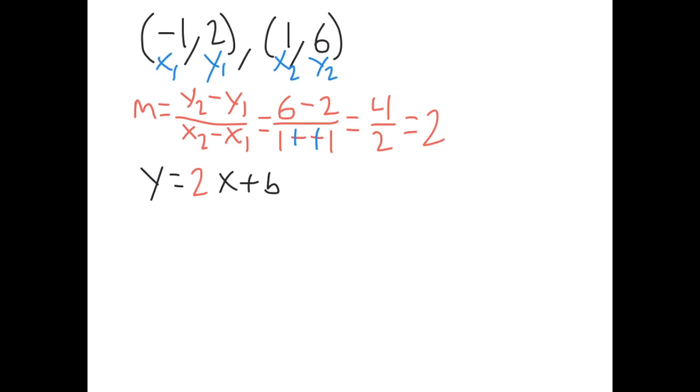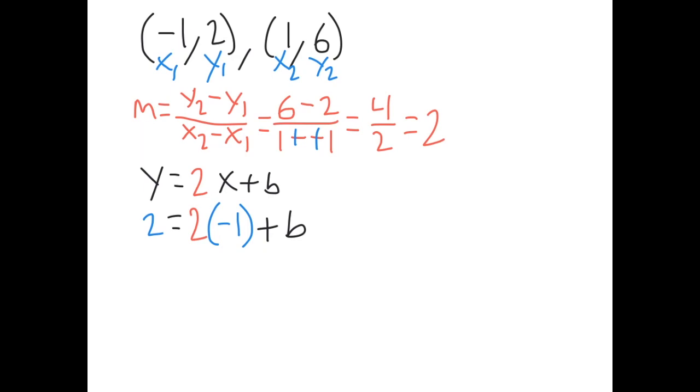So just to make it easier, I'll just pick the first one. So that means x is negative 1 and y is 2. So we're going to say 2 equals, the slope again is still 2, and then x was negative 1, so times negative 1 plus b.